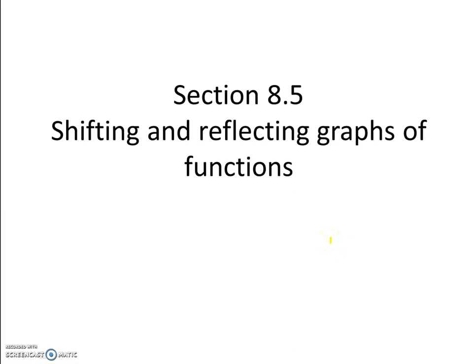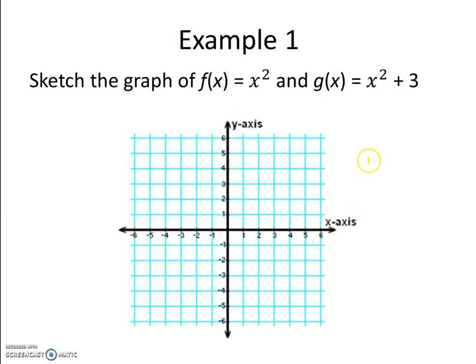Today we're going to be looking at section 8.5, shifting and reflecting graphs of functions. So the first example says sketch the graph of f of x equals x squared, and that's one of the parent functions. So we know if x is 0, we plug 0 in and we get 0. So (0, 0) is included, and we know it's a parabola going up. It looks like a smile. So that is the graph of f of x equals x squared.